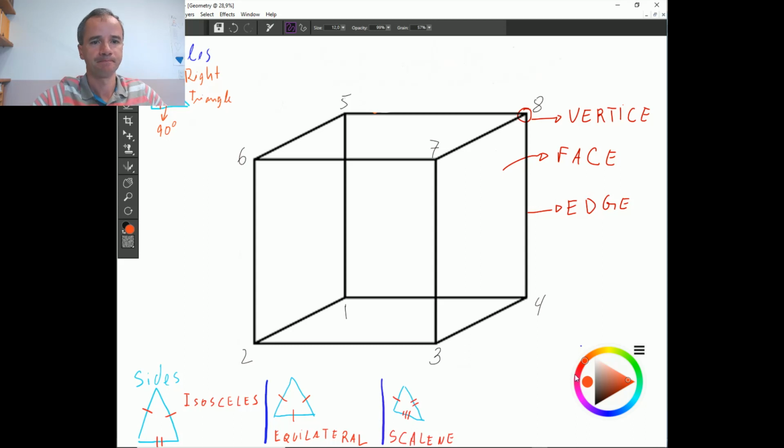Now, there is another one in here. This is the right triangle.